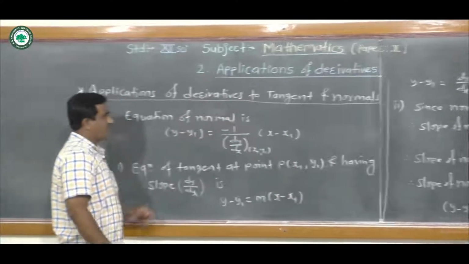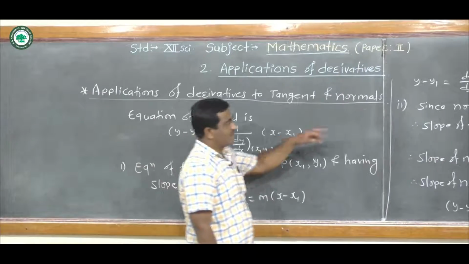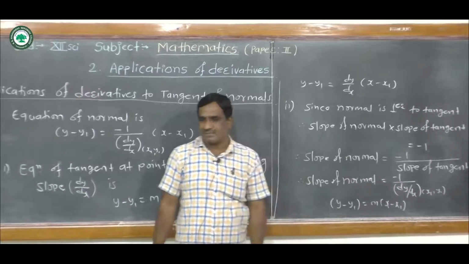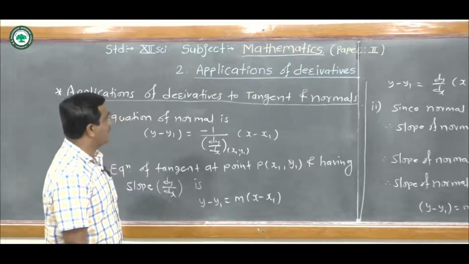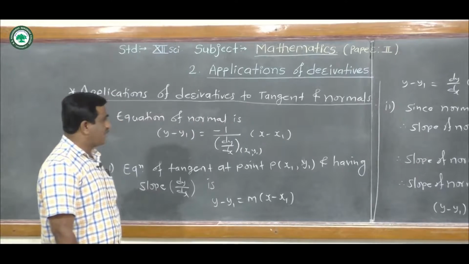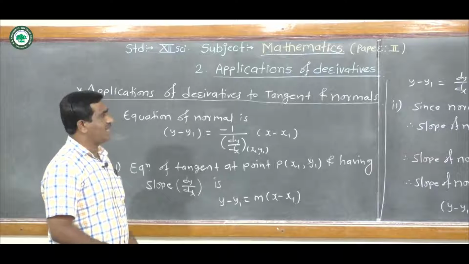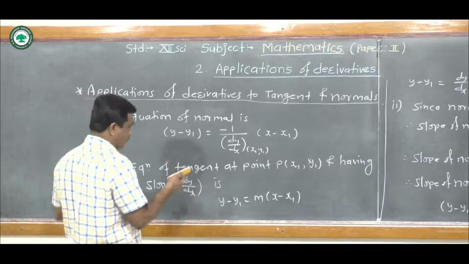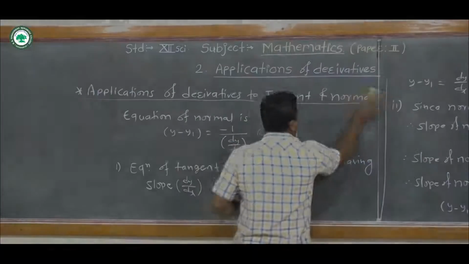Now this is the equation of the normal, and the equation of the tangent is y minus y1 is equal to dy by dx into x minus x1. Using these formulas we can find the equations of tangent and normal using given conditions and given curves. Okay, now we see examples for the equation of tangent and normals.